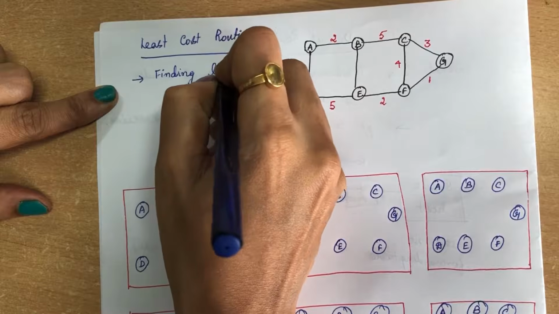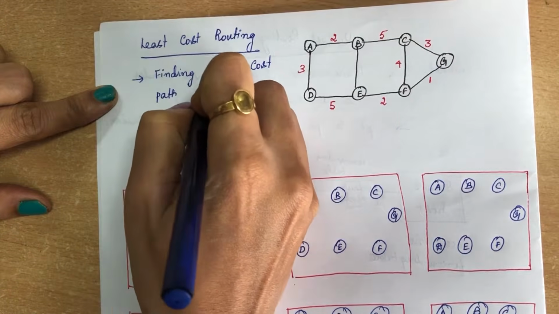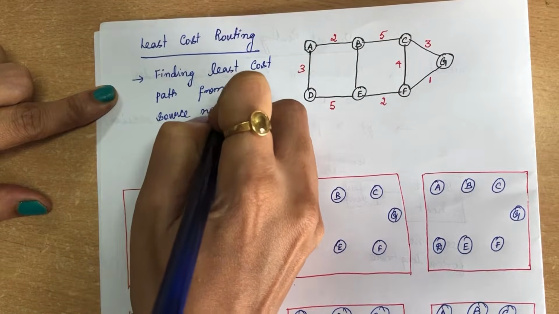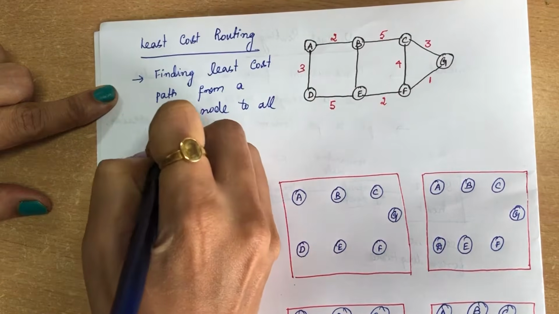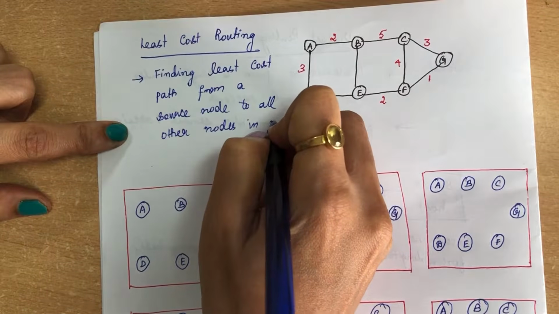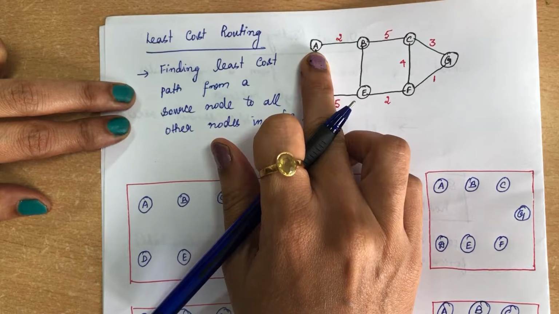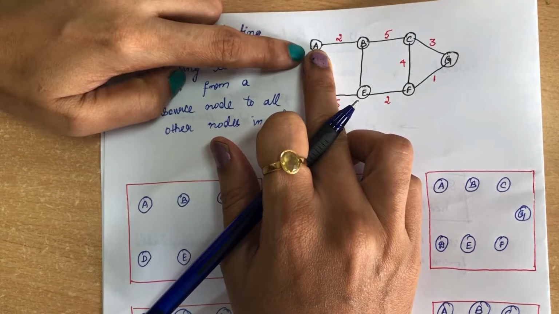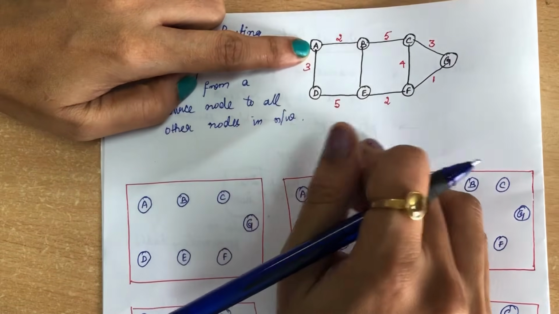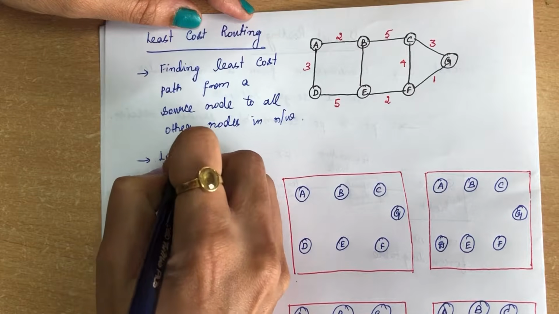So finding a least cost path, or otherwise route, from a source node to all other nodes in the network is called least cost routing. Suppose you consider A as a source node, you have to find out the least cost from this node to all other nodes in the network. For this, we are going to find out a least cost tree.